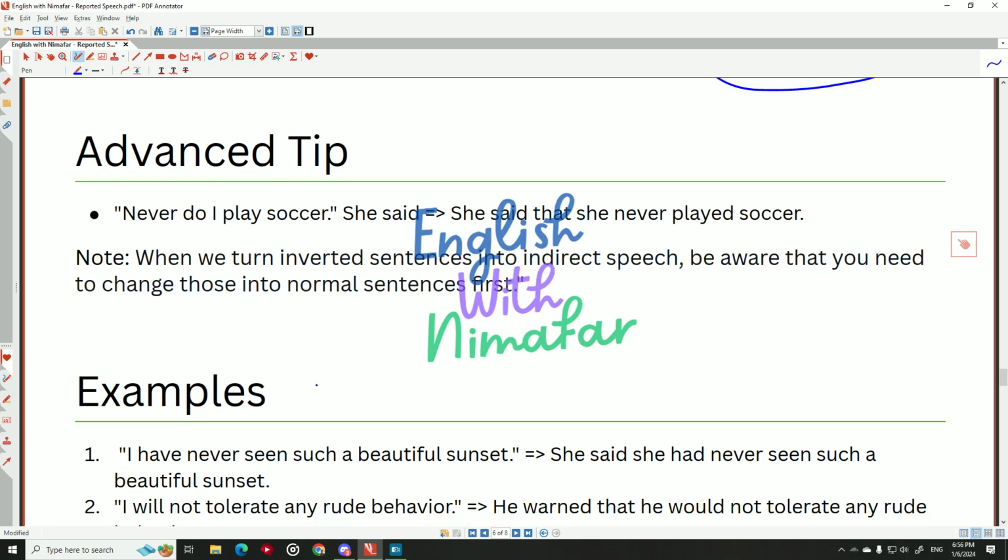For example, never do I play soccer. This is the sentence. If you have inversion, first of all, you change it to a normal sentence: I never play soccer. Then you change it with backshifting: She said that she never played soccer. When we change inversion sentences into indirect speech, be advised that you need to change them into normal sentences first. This was for advanced students. It's okay if you didn't understand.